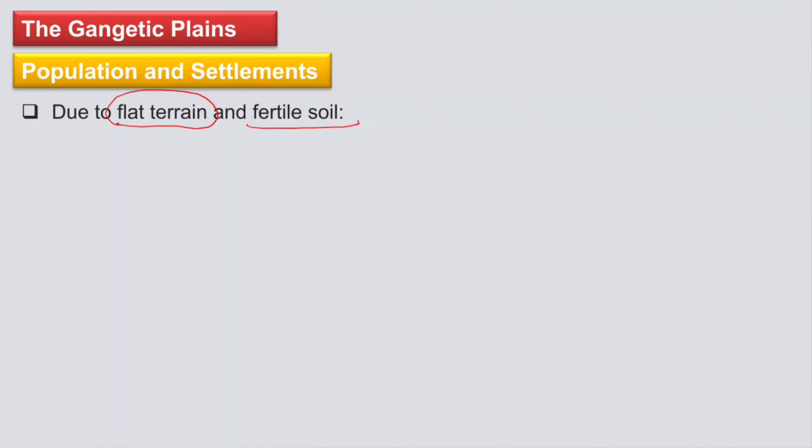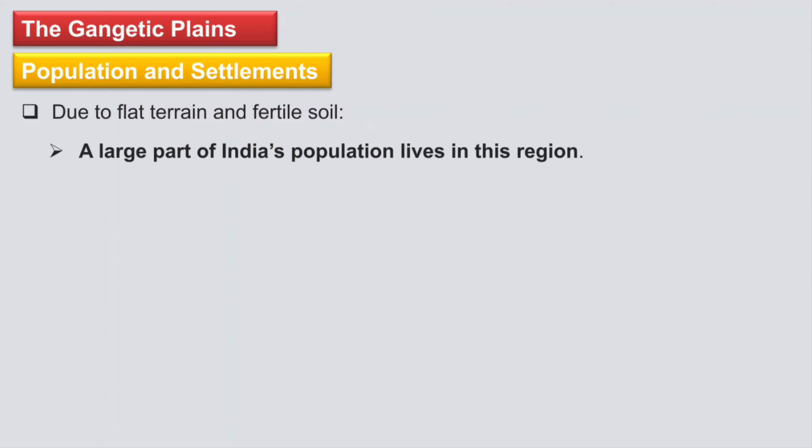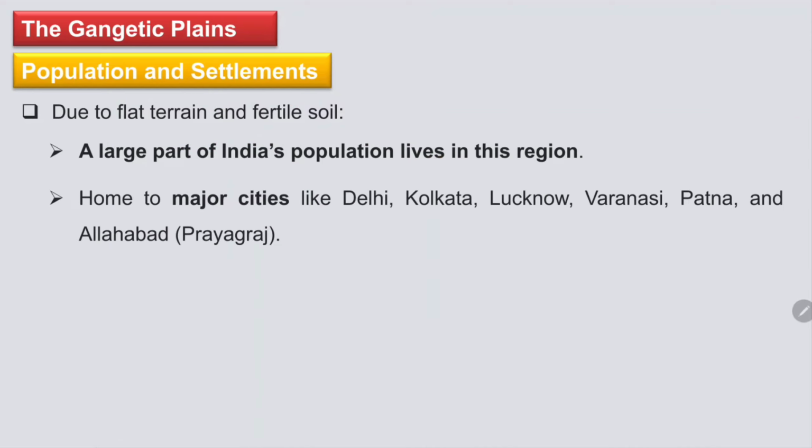Because of that, we always have to travel by airways, which makes it difficult, because it is very costly as well. That is why it is not densely populated in that area. But here in the Gangetic plains, it is flat terrain with very fertile soil. You will find a high population living in this area. A large part of India's population lives in this region, and it is home to major cities like Delhi, Kolkata, Lucknow, Varanasi, Patna and Allahabad, which is now known as Prayagraj.